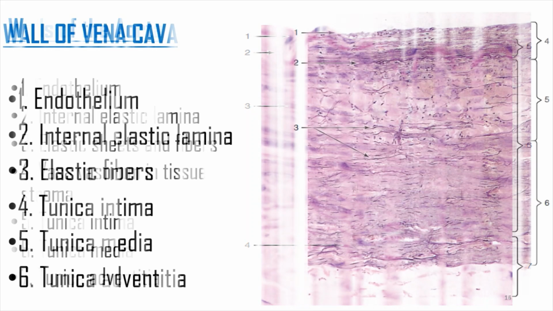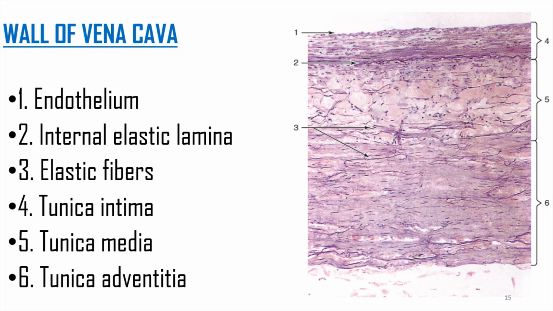All right, so this is the wall of the vena cava. This is the vein. This shows the endothelium, the simple squamous epithelium. Number 2 is the internal elastic lamina. Number 3 is the elastic fibers. Number 4, the tunica intima, tunica media, and tunica adventitia. When you compare the two, the artery has got a larger tunica media than the vein.